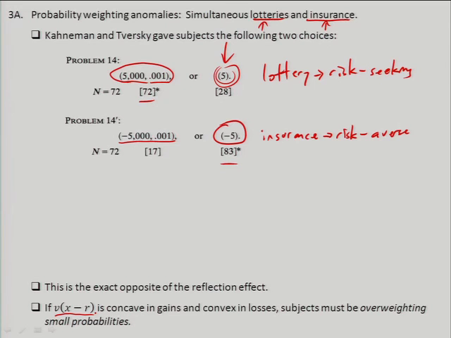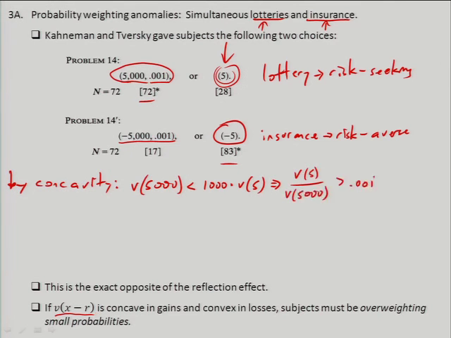So if there's concavity in the value function in the realm of gains, then it must be the case that v of 5,000 is less than 1,000 times v of 5, by concavity. Now we've already convinced ourselves that the value function is concave in the domain of gains, so we're just going to take that at face value. That means, just rearranging terms, that v of 5 divided by v of 5,000 is greater than 0.001.